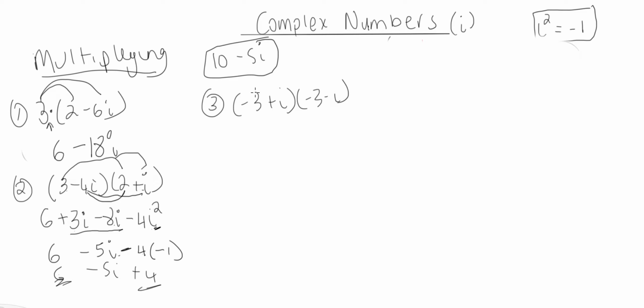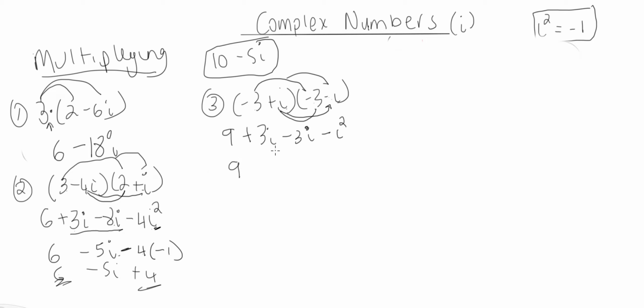All right, so here, again, I'm going to distribute this first. Negative 3 times negative 3 is a positive 9. Negative 3 times negative i is a positive. Negative and negative is positive, 3i. Now I will do this. i times negative 3 is negative 3i. And then finally, i times negative i is negative i squared.